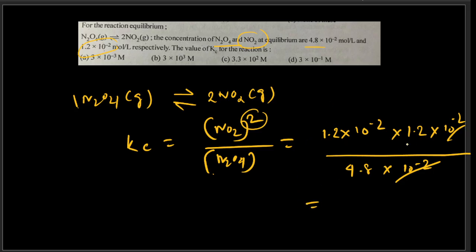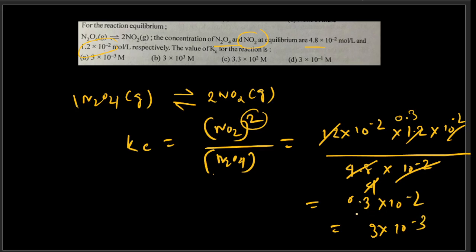And 12 by 48 gives 0.25, that is roughly 0.3. So 0.3 into 10 raised to minus 2, so this is 3 into 10 raised to minus 3. The powers: minus 2 minus 1 gives minus 3. So 3 into 10 raised to minus 3. So option A is correct.